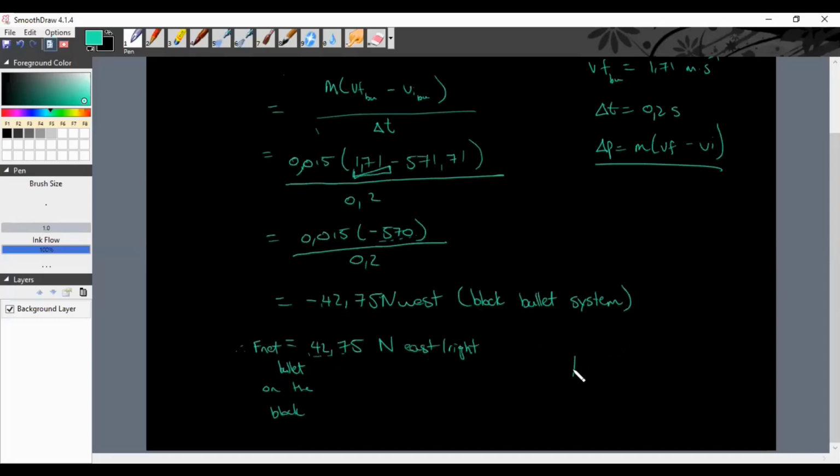Because the block ended up from here, the block ended up there, at a height of 15 centimeters above. So here the bullet is inside the block. Here the bullet must still enter the block. Makes sense.